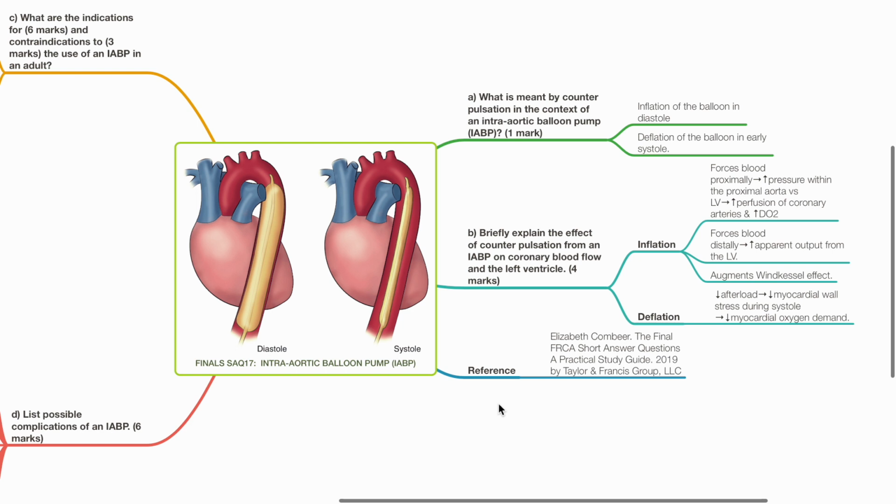B. Briefly explain the effect of counter pulsation from an IABP on coronary blood flow and the left ventricle. During inflation of the balloon, this forces blood proximally, which increases pressure within the proximal aorta versus the left ventricle. This increases perfusion of coronary arteries and delivery of oxygen to the myocardium.